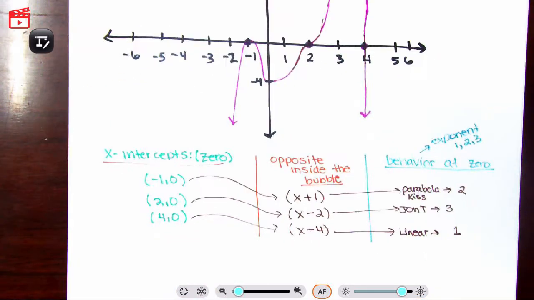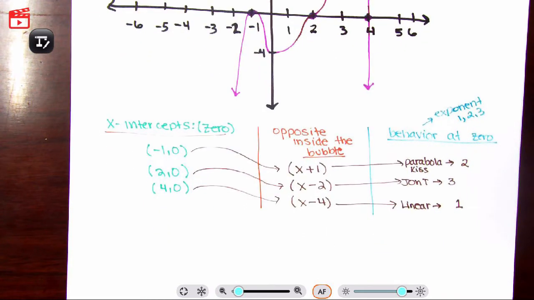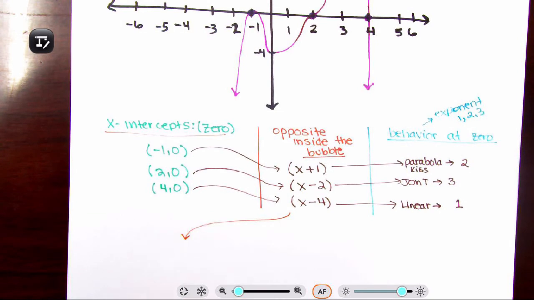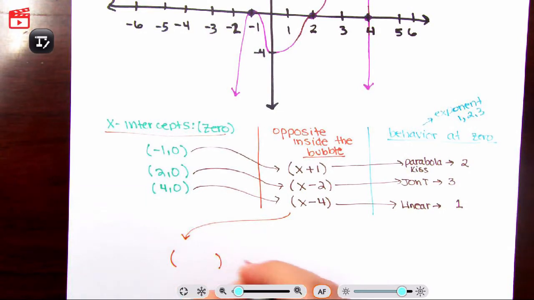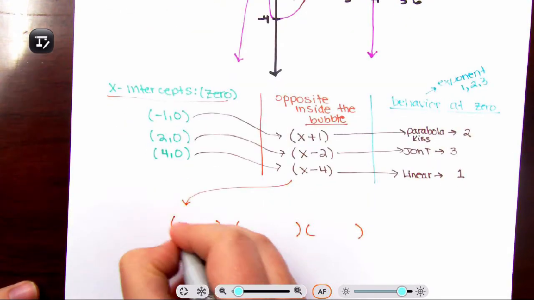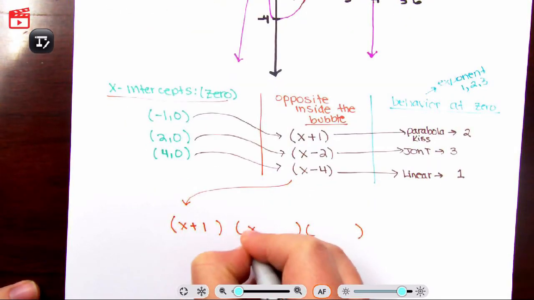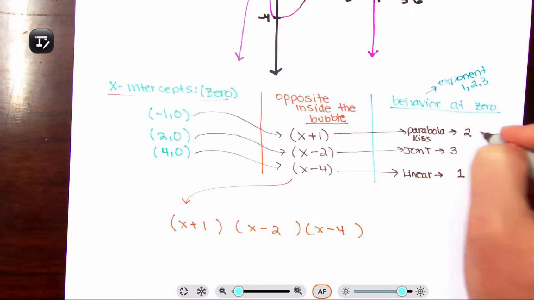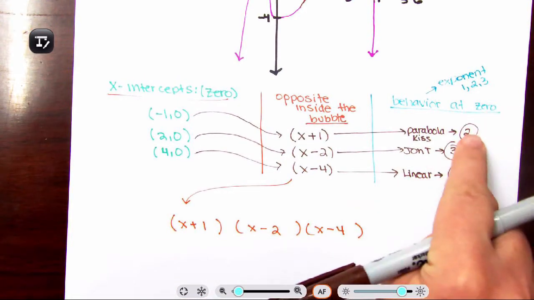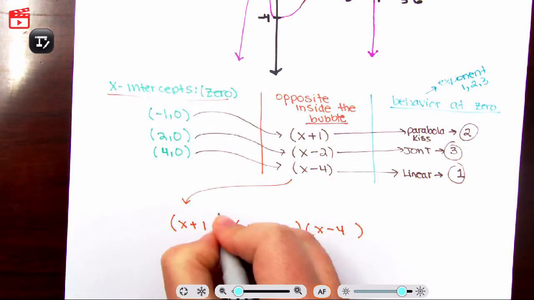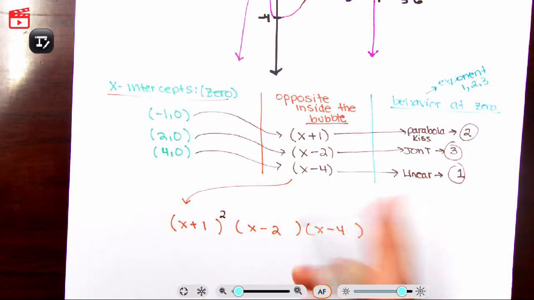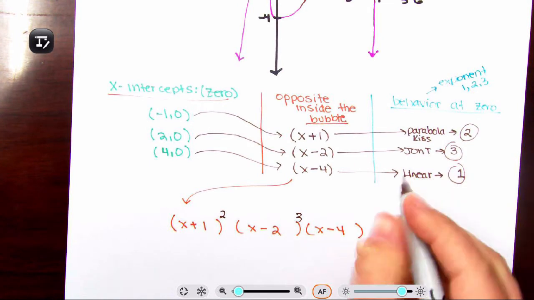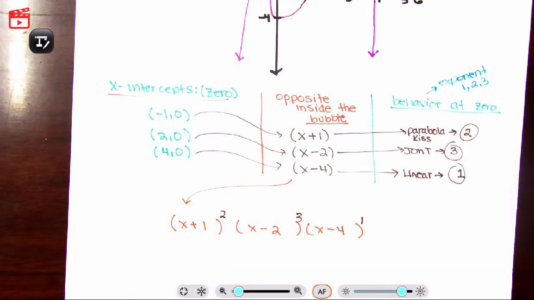Okay, so how do we write the actual equation? So far, we have outside the bubble. Take your outside the bubbles, and you're just going to write them as multiplication. So you have x plus 1, x minus 2, x minus 4. You're then taking the exponents that you have identified and placing it on the correct bubble. So this is 2, this is 3, this is 1. Now, you're not quite done.